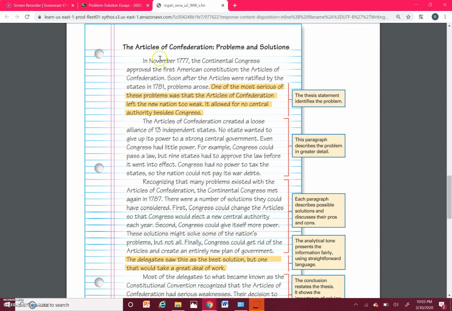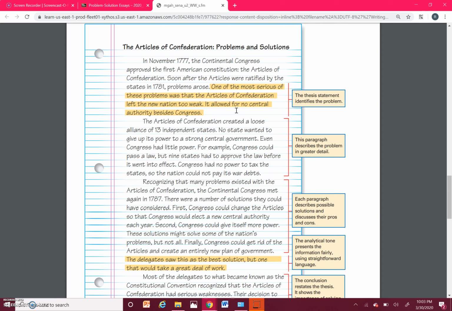So first they start off by giving us a bit of background information. What are we talking about? The Articles of Confederation. Why are we talking about it? Because there were problems. Then we get to our thesis. What was the problem? One of the most serious of these problems was that the Articles of Confederation left the new nation too weak. It allowed for no central authority besides Congress. So they identify their main idea.